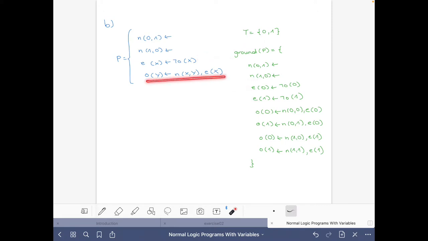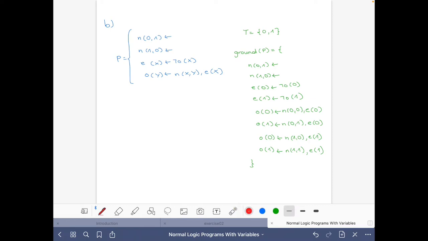And then this rule has two variables, x and y. So then I have to replace x and y by the combinations of two elements of this set. So I have 0, 0, 0, 1, 1, 0, and 1, 1. And I think it's nice after you have written the ground program that you check. So for example, here I have the x's, so they should be the same as these ones. Right, the x and the x, and the y should be the same as the other y. 0, 1, 0, 1, 0, 1, 0, 1. Okay, good. So this is the ground program.